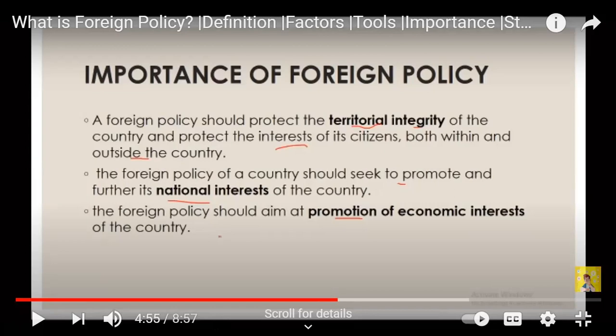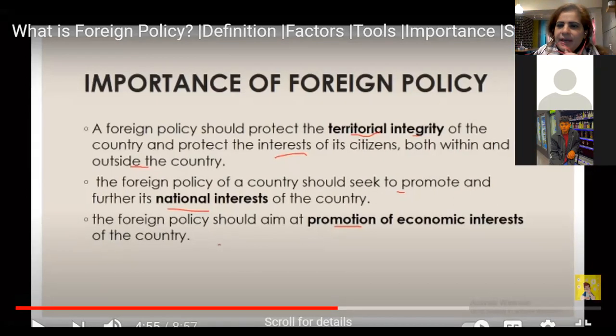It should promote and seek its national interest. Can someone give me an example for Egypt, for example? What would be a national interest that Egypt would like to promote? Think about it.